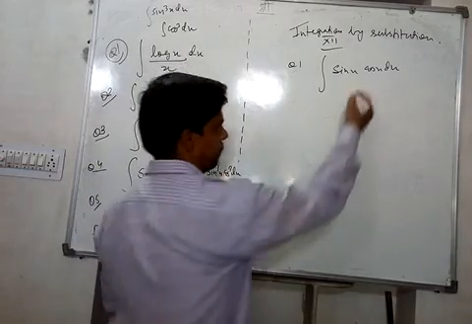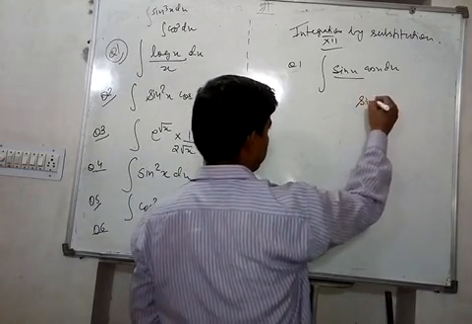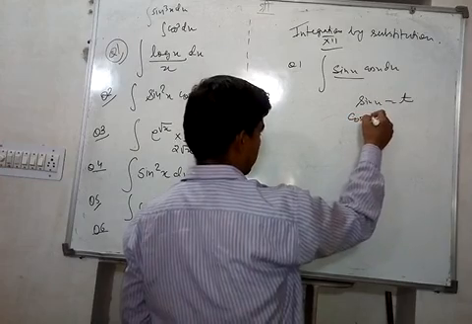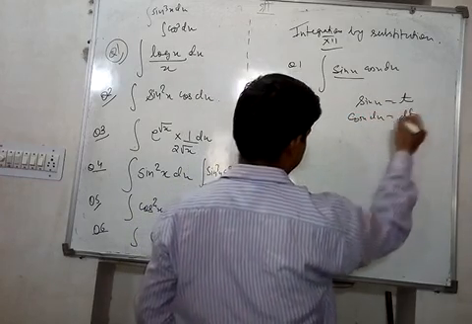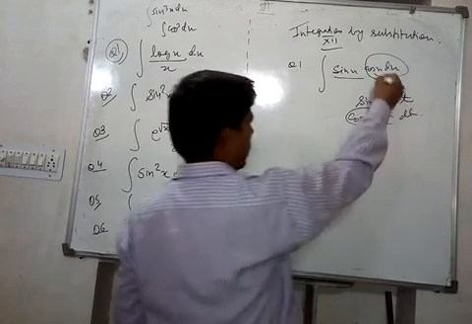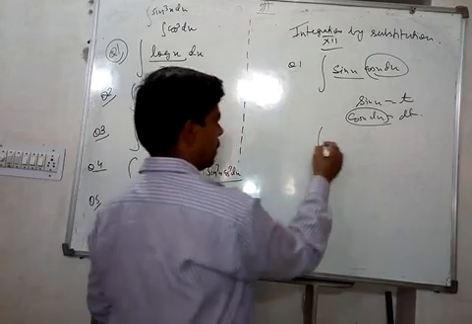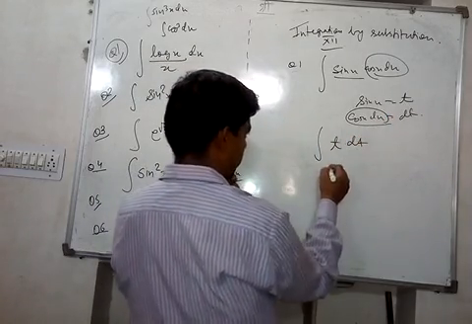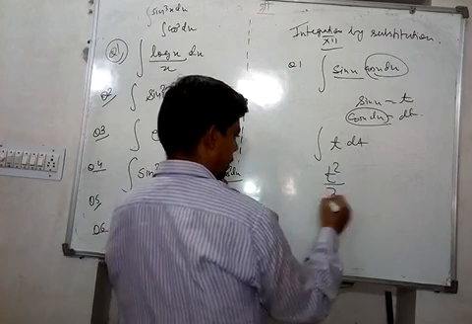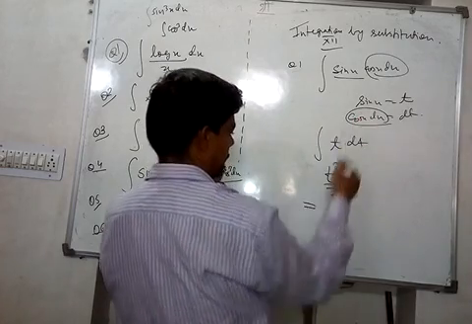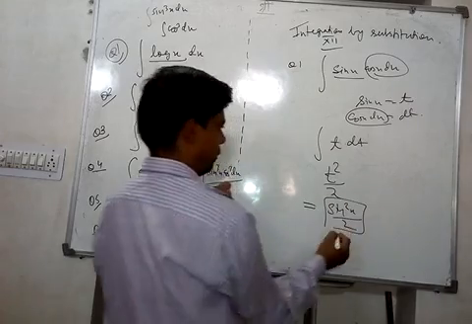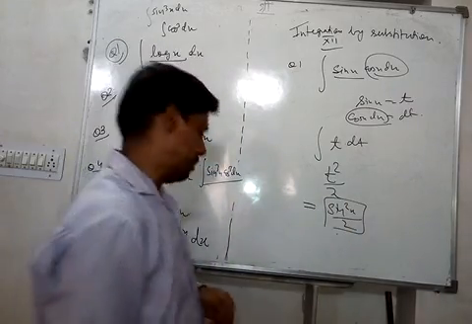If we take sin x as t, differentiate this, you get cos x dx is equal to dt. Now cos x dx can be written as dt. We get t, and this is dt. The integration of t dt is t square by 2. Substitute the value of t and that is sin square x upon 2. This is called substitution, right?